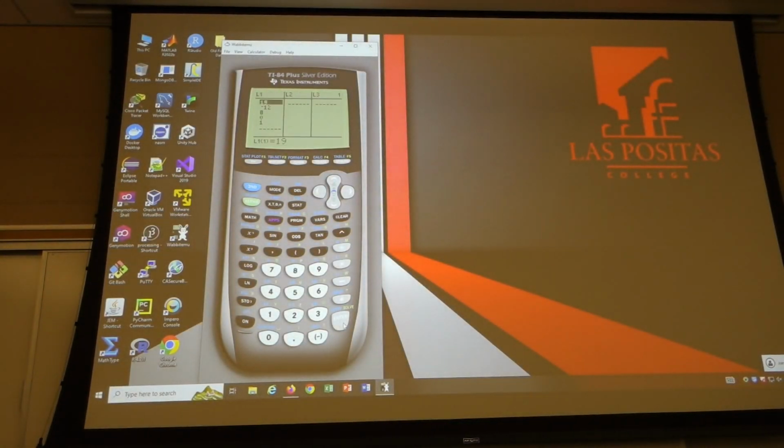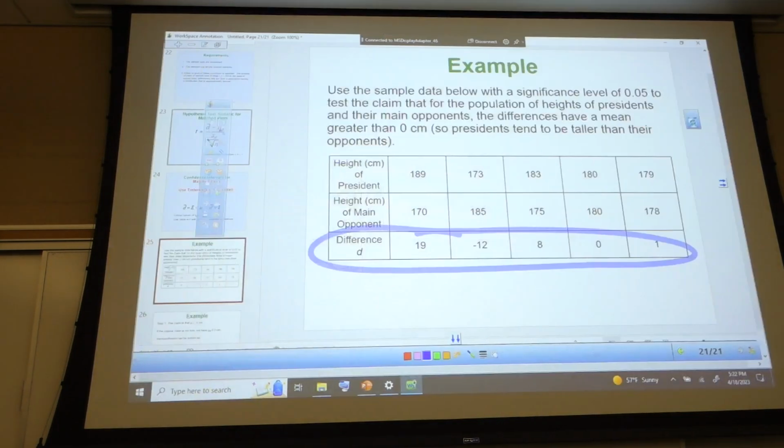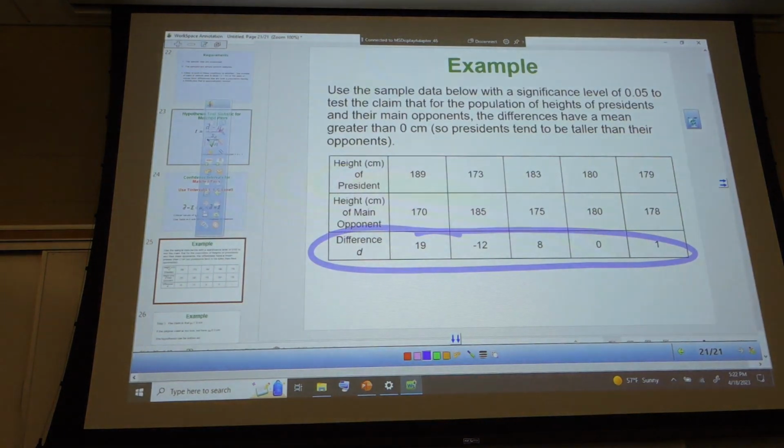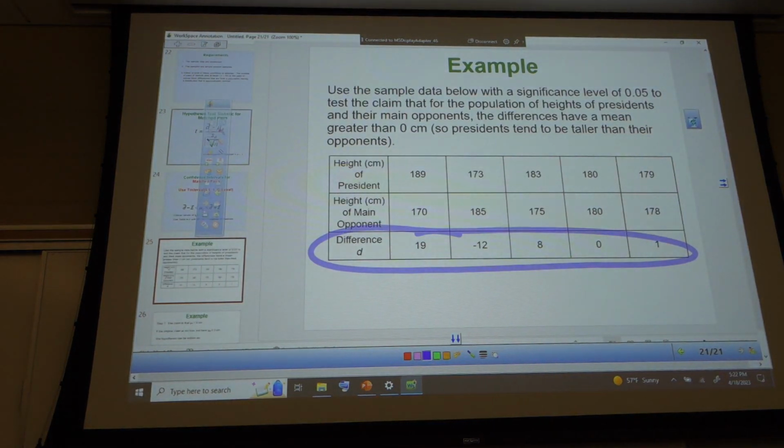Stat, edit. I'm going to go up here and clear list 1. Clear, enter. I'm going to start with list 2. In list 2, I'm going to put my first list of stuff: 189, 173, 183, 180, 179. This is all coming from that top row, so this top row here is what I'm inputting into list 2.